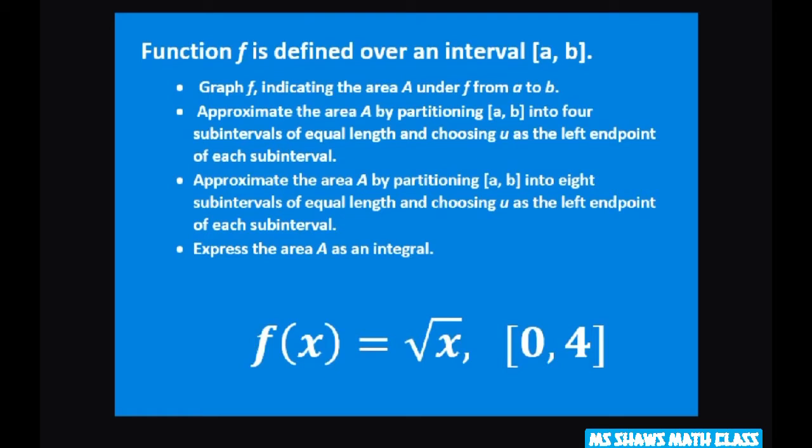Our function f of x equals square root of x is defined over the interval 0 to 4. We're going to graph it, indicating the area under f from a to b, and approximate the area by partitioning it into 4 subintervals and also 8 subintervals. In both cases, we're going to use the left endpoint of each subinterval. Then we're going to express the area as an integral. And for my class, we're also going to integrate.